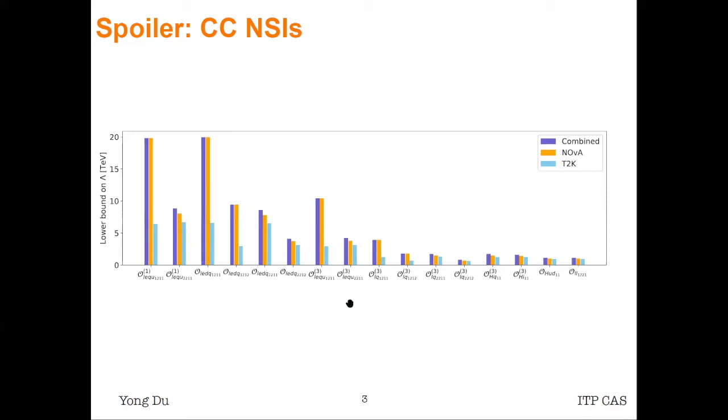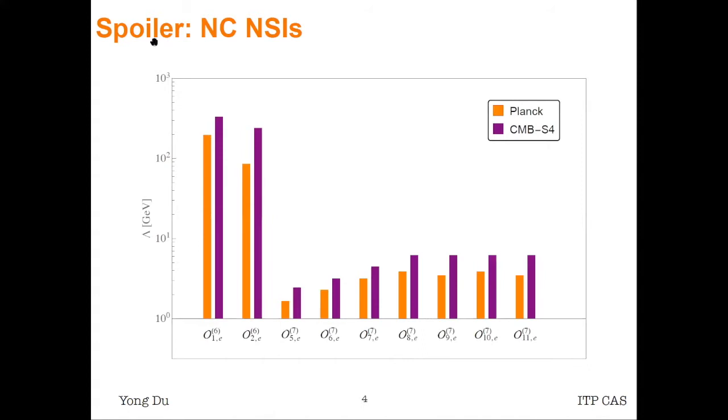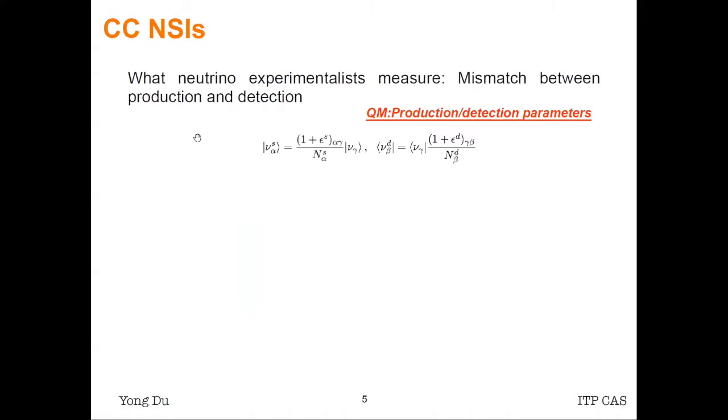Before going to the details, let me briefly introduce our main findings. For the charged current NSI, we find long baseline neutrino oscillation experiments are currently reaching the 20 TeV scale in terms of new physics. Well, for neutral current NSI, we find precision measurements of N_eff are currently sensitive to new physics at around 200 GeV. Now let me go into some details, and let me start with the charged current NSI.